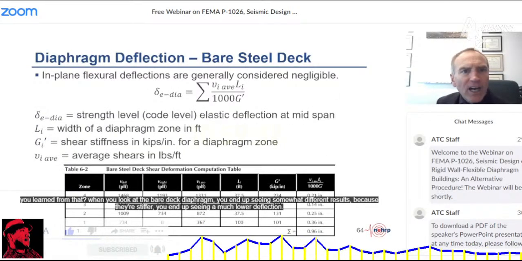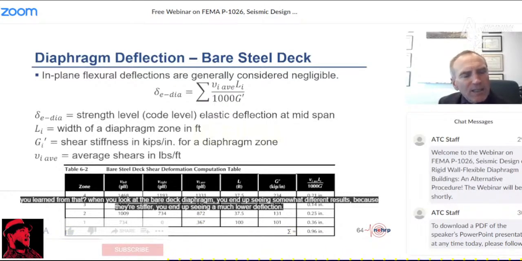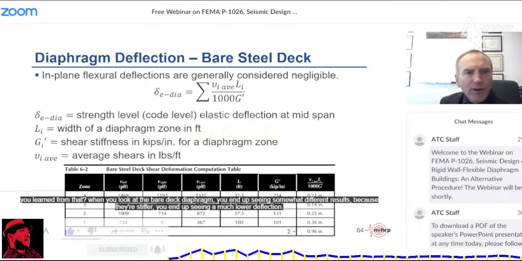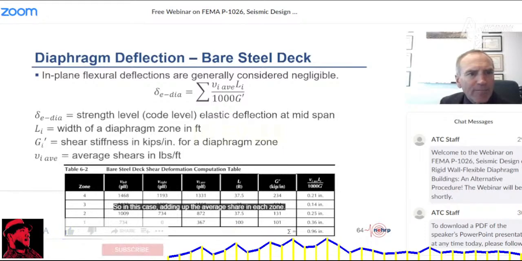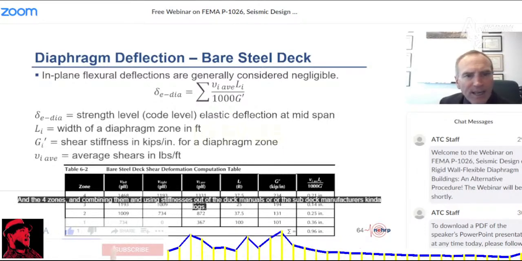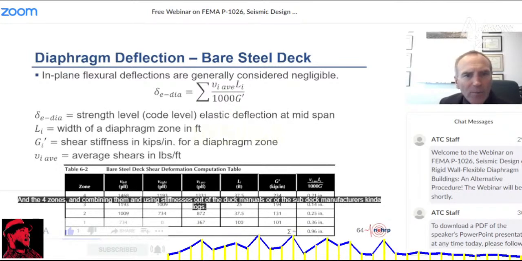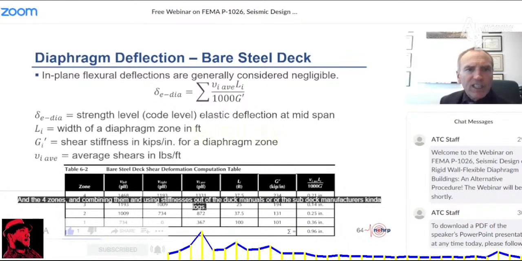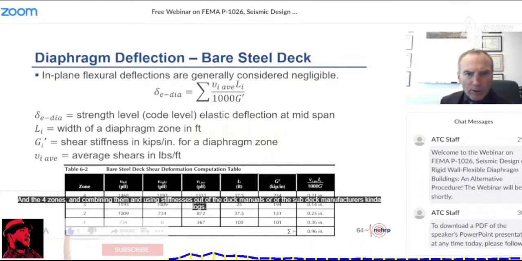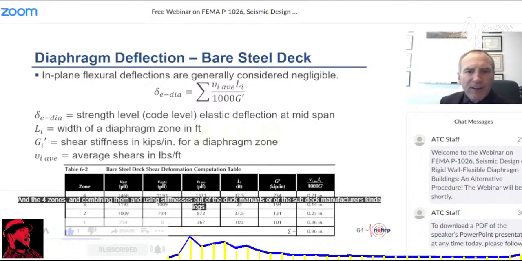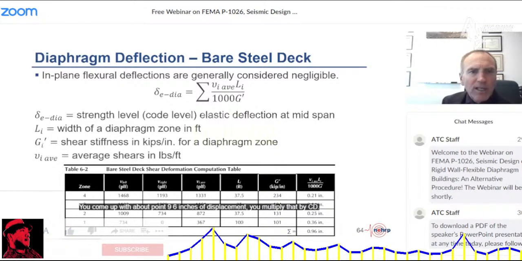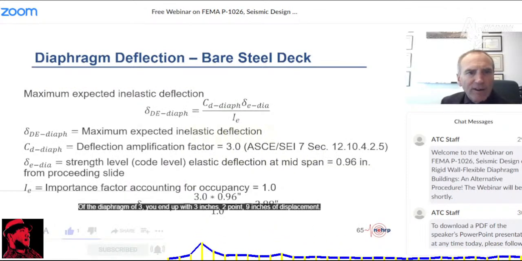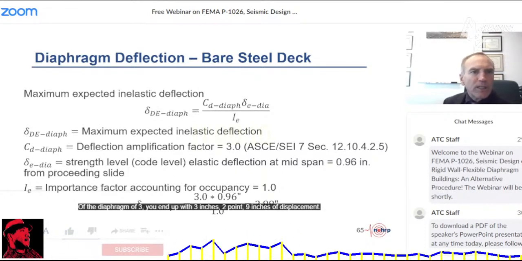When you look at the bare deck diaphragm, you end up seeing somewhat different results. Because they're stiffer, you end up seeing much lower deflections. So in this case, adding up the average shear in each zone, the 4 zones, and combining them and using stiffnesses out of the deck manuals or the deck manufacturers' catalogs, you come up with about 0.96 inches of displacement. You multiply that by CD of the diaphragm of 3, you end up with 2.9 inches of displacement. So a big difference.